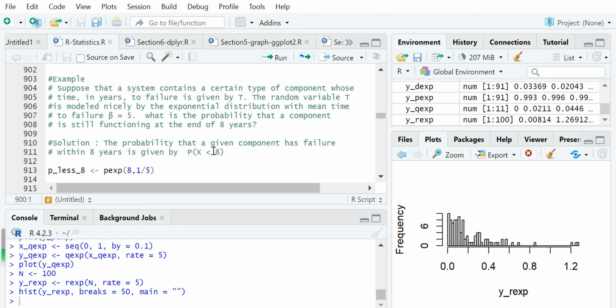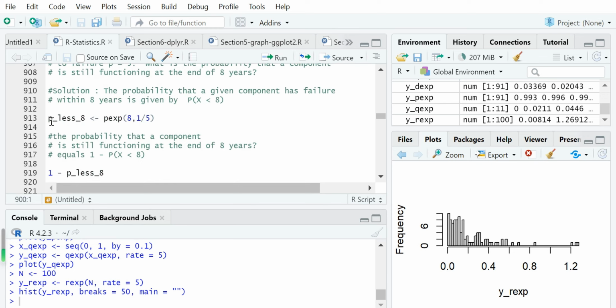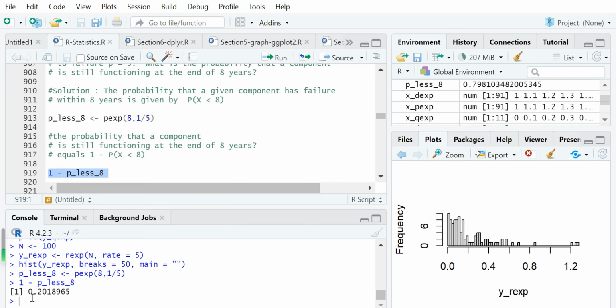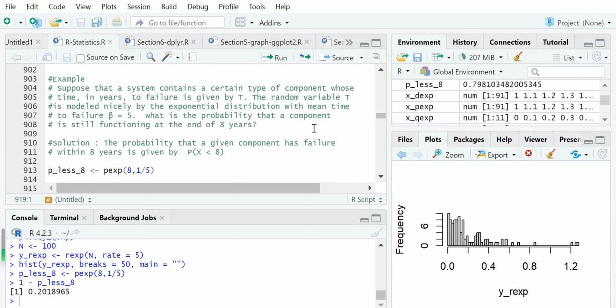So the solution is: the probability that a given component fails within 8 years is given by P(X less than 8). First we calculate the probability P less than 8 equals pexp of 8, then 1 over 5 for the rate. So the probability that a component is still functioning at the end of 8 years is 1 minus the probability of X less than 8. So 1 minus P less than 8 is about 0.2, which means in this problem, the probability that a component is still functioning at the end of 8 years is about 0.2, or 20%.